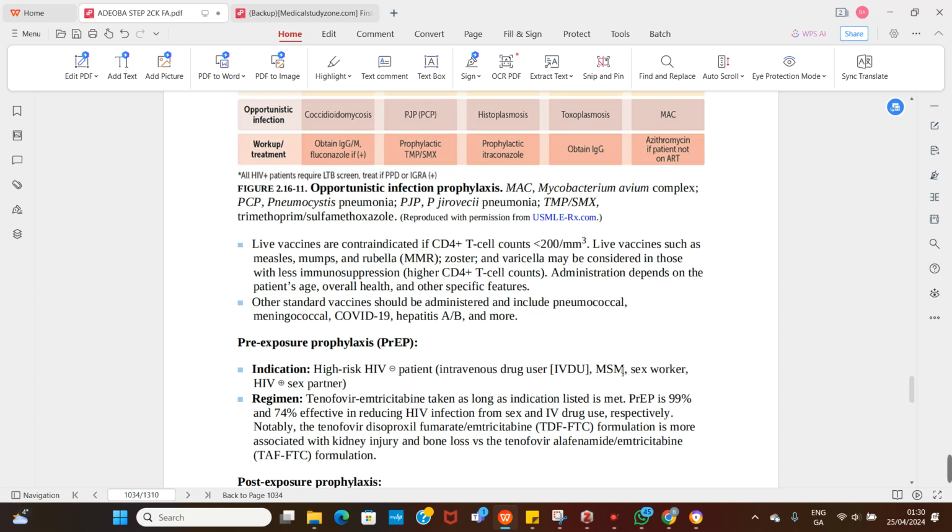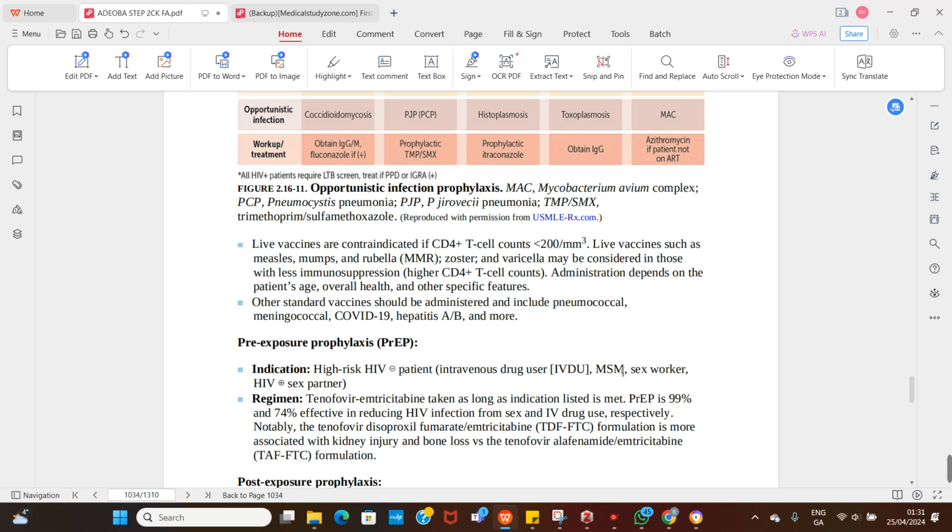But most of the time, the question stem will want to appreciate if you understand this algorithm. They will not typically give you a count more than 200. Most of the time, they want to see if you actually know, because they want to test if you can avoid putting the patient at risk. So they might want to assess if you know that you are not supposed to give live attenuated vaccines when the count is less than 200. So pay attention to that.